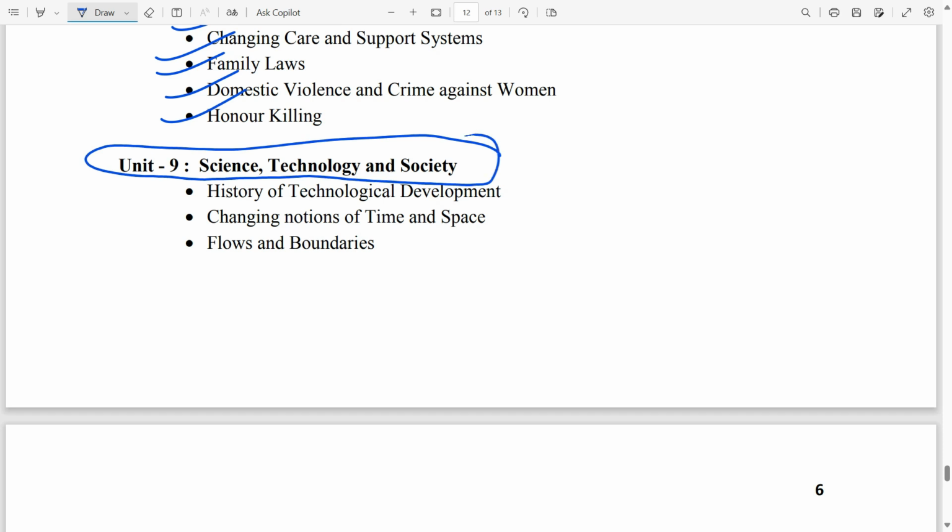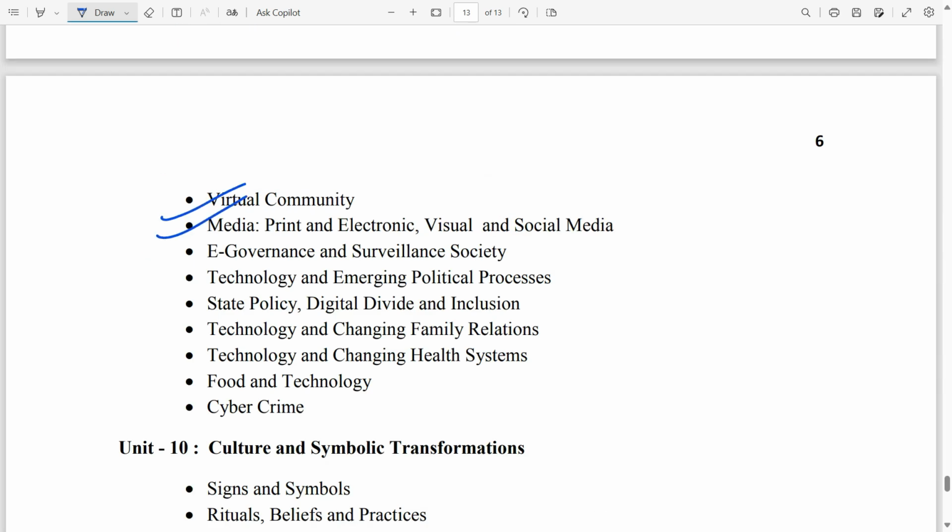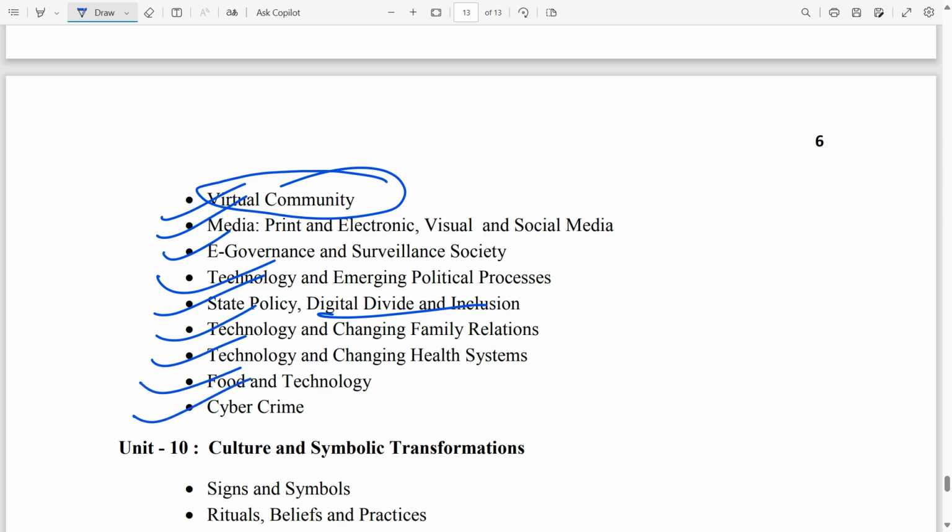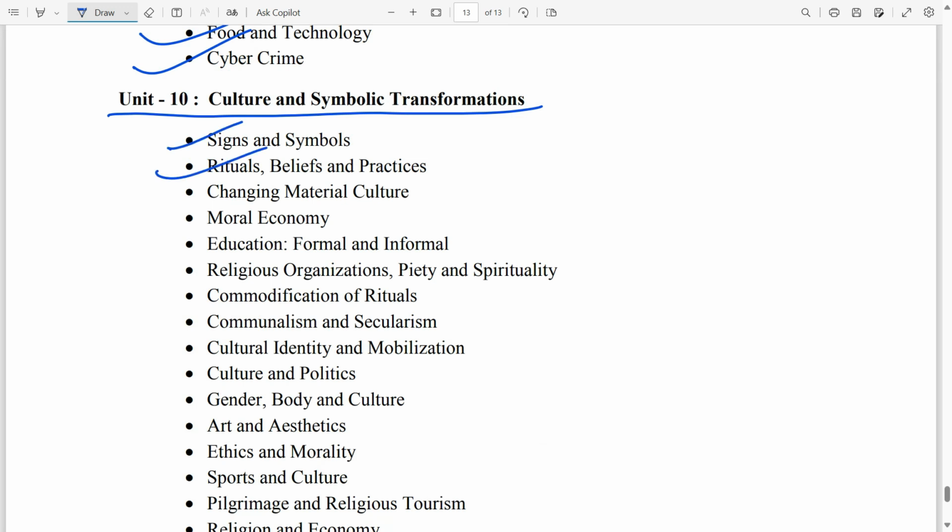Science and technology and society: you will see the history of technological development, changing notions of time and space, flows and boundaries, virtual community, media, print. They have asked about the virtual community also. Technology, emerging political state policy, digital divide, technological changes in health systems, food and technology, cyber crime. Unit 10, culture and symbolic transformation, science and symbols, ritual beliefs, changing material culture, moral economy, education, religious organization, commodification and rituals, communalism, secularism, cultural identity, mobilization, culture and politics, gender, body and culture, art and aesthetics, ethics and morality, sports and culture, pilgrimage and religious tourism.